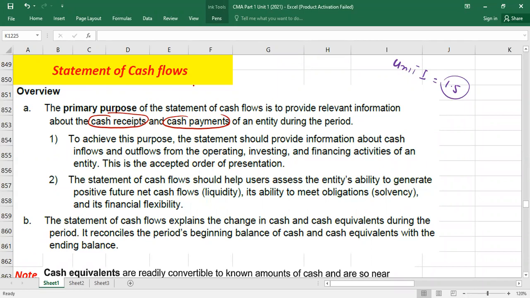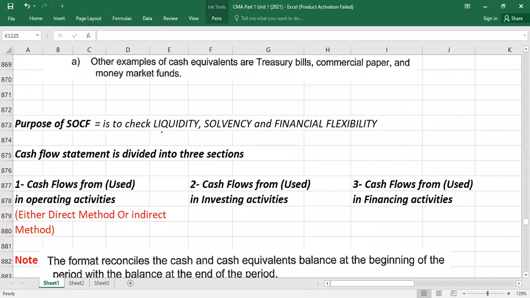By the way, the ultimate objective or purpose of the cash flow statement is to check 2 to 3 things. Number 1 is liquidity, solvency, and financial flexibility. Liquidity is, by definition, the ability of the company to pay current liabilities as they fall due. Obviously to pay our current liabilities, we need cash information, how much cash we have. Solvency is about the ability to pay your non-current liabilities. For that we also need cash, and this information is provided by the cash flow statement.